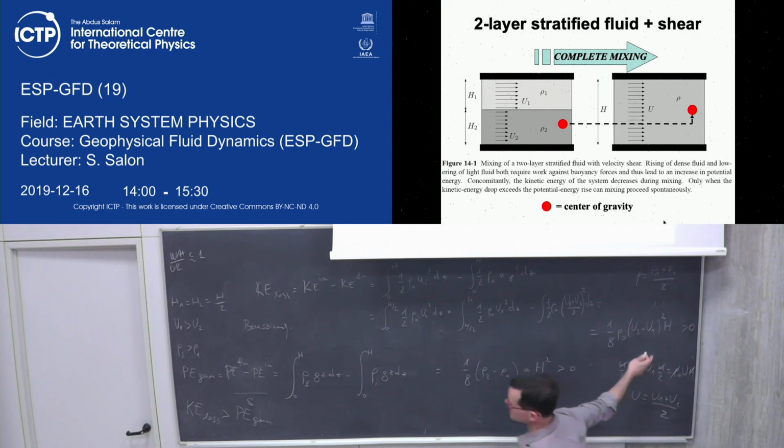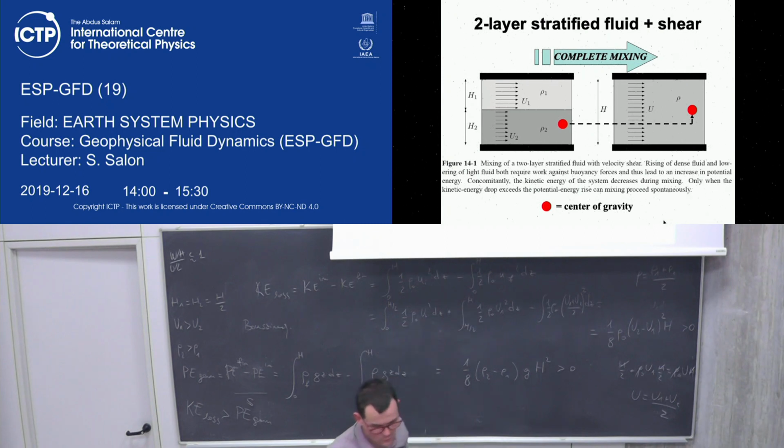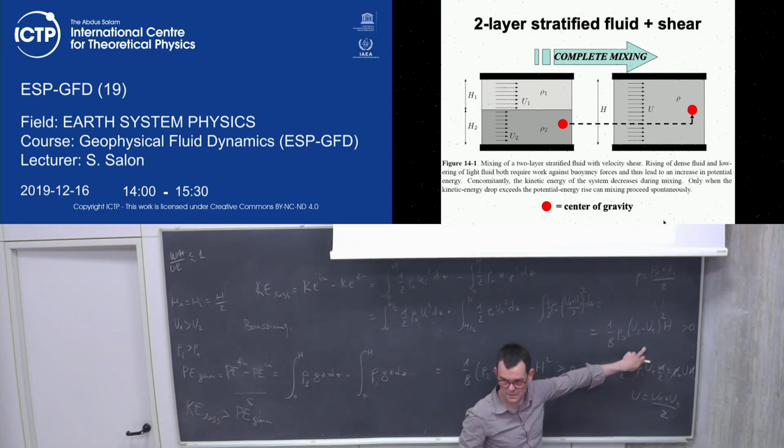And if this goes to zero, I will come back again to this one, but with the difference that I won't have any longer the shear. Because with u1 equal to u2, I don't have the shear. So I have just two fluids, one over the other, traveling at the same velocity. That's why the shear is important, because it's the shear which creates the mixing and is able to increase the center of gravity and to overcome the potential barrier. Because the potential barrier is given by this one. Of course, if this is smaller, I will have a smaller potential barrier, so I will need a smaller shear to overcome it.